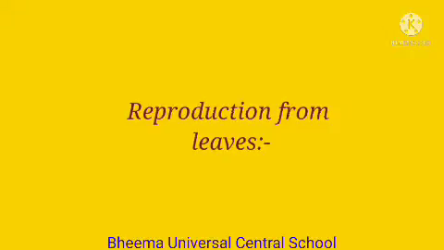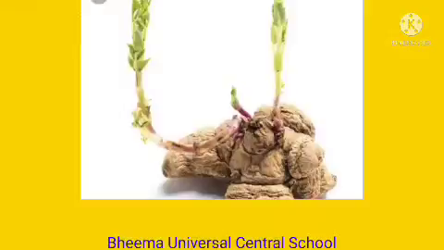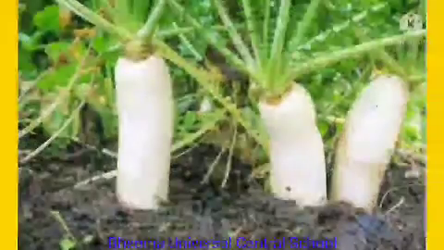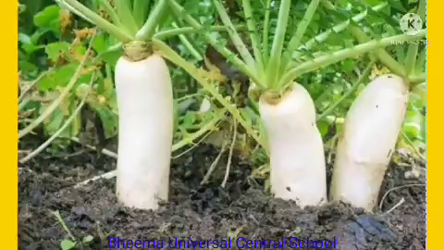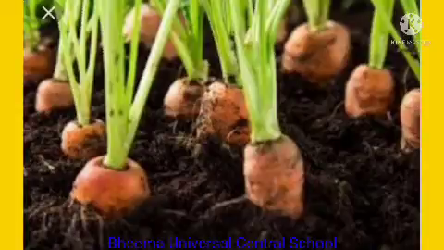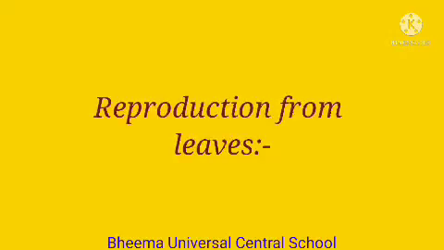Okay, so next one is reproduction from roots. Some roots, like those of sweet potato, dahlia, carrot and radish, can give rise to new plants. If we cut the top portion of the carrot and plant it in the ground, a new plant will grow from it.